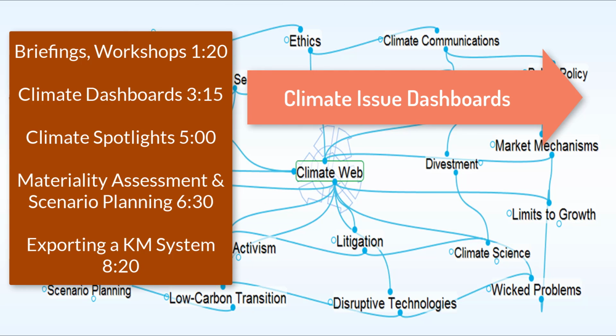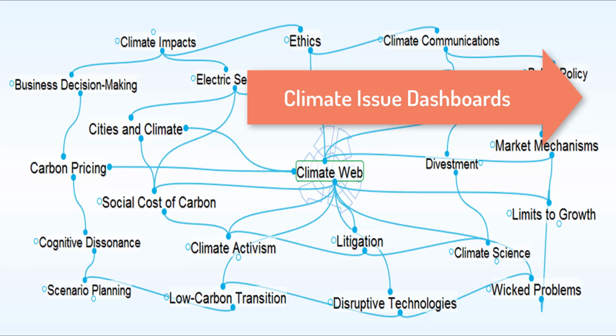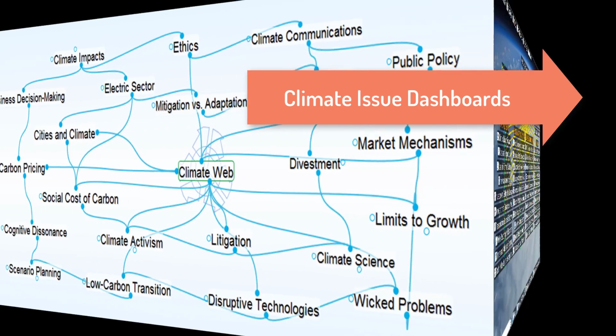My next example is dashboards. We have huge amounts of information in the climate web. How do you organize that information so that it is useful to a specific question, a specific need, a specific audience? That's what we use dashboards for. And we have examples here of 3 of the dashboards that we've already put together.